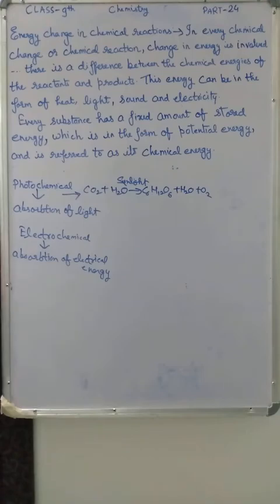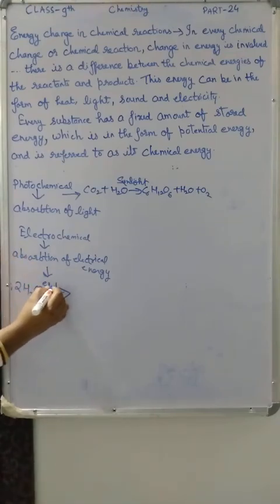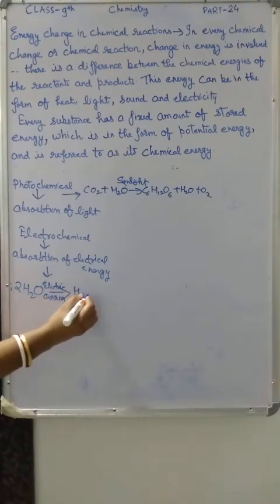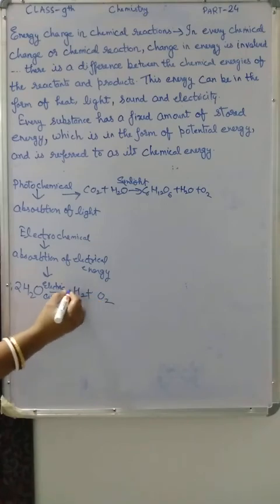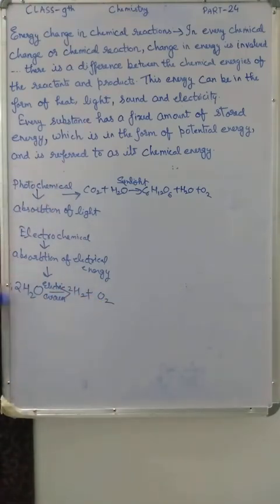Okay, for electrochemical reaction, a very good example is electrolysis of water. When you pass electric current in water, you will get hydrogen and oxygen. So this is one example of photochemical reaction, and this one is one example of electrochemical reaction.